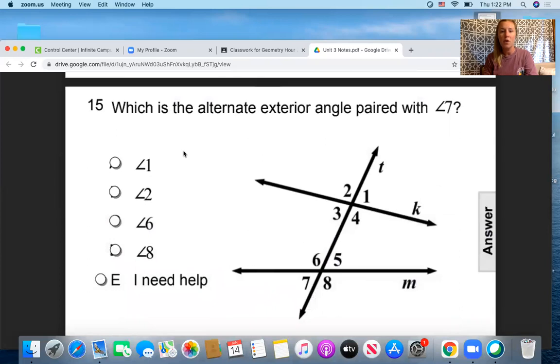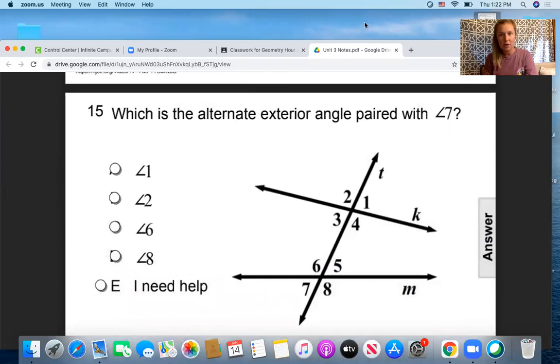Looking at the next one, which is the alternate exterior with 7? Go ahead and type it, and then we'll all send it at one time. Ready? 1, 2, 3. Yes, you guys are rocking this. So 1 is the alternate exterior with 7, and it would have been A for your choice. Questions on this?